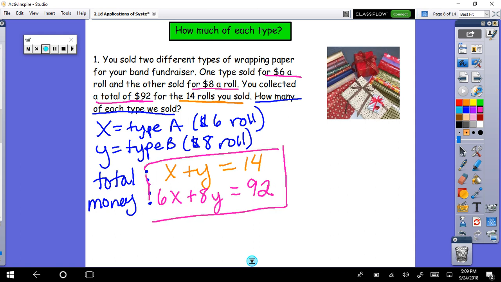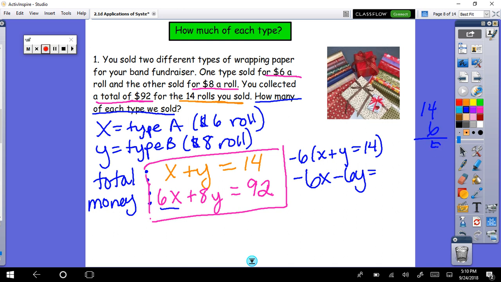And from here you can either use substitution or elimination to solve. I like to use elimination personally. So if I'm going to use elimination, I'm going to look to eliminate maybe my x variable. So I'm going to take the top equation times -6 so that I have opposites. I have a 6x here, so I'm going to need a -6x in this one. So multiplying each thing here by -6: -6x, -6y, and 14 times 6 is 84, so -84. Keeping my bottom equation the same.